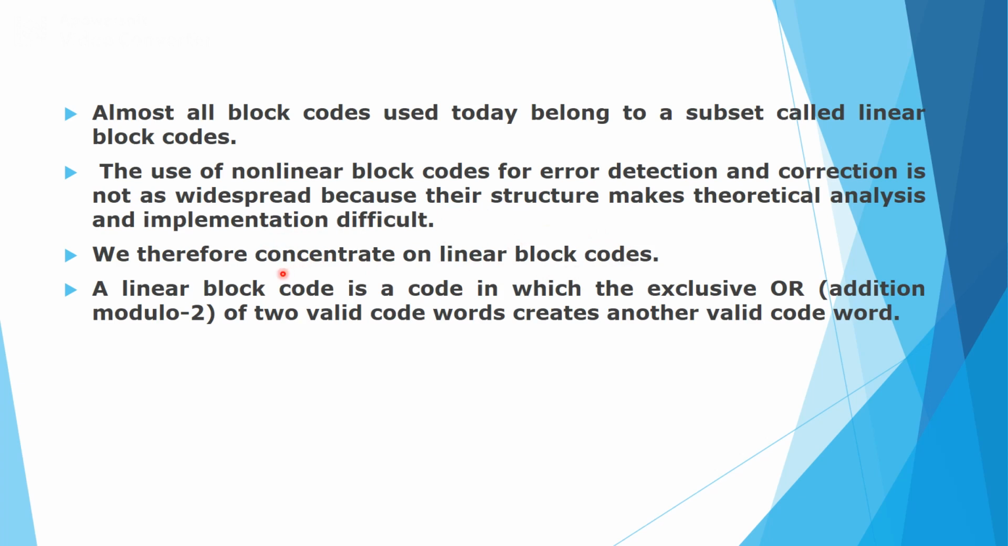In the case of linear block codes, we can generate a code in which we use the exclusive OR operation between two valid code words in order to create another valid code word. So we can consider two valid code words and perform the exclusive OR operation, that is addition modulo 2, in order to create another valid code word.